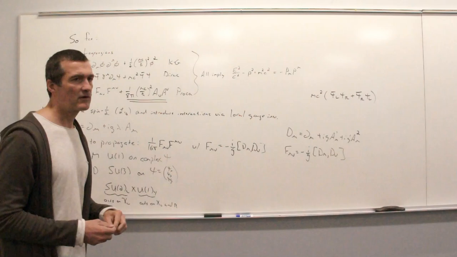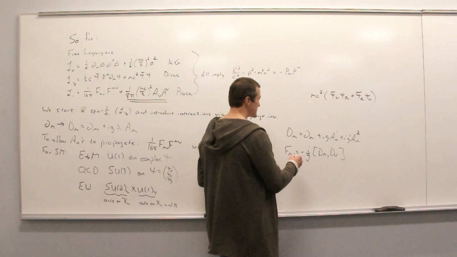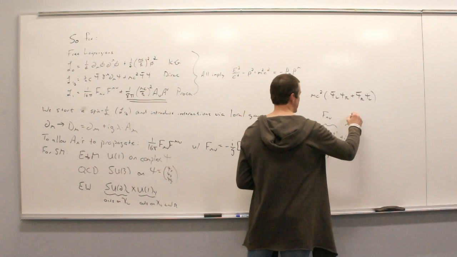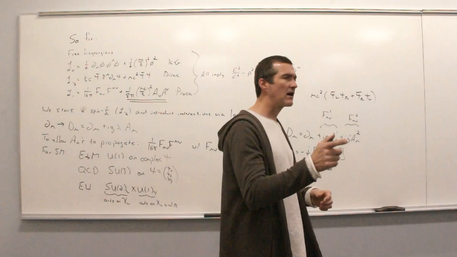What I wrote in the last lecture was that this one would give rise to an F mu nu, and this one would give rise to a second F mu nu. It's not clear that that's actually the case, but I'll have to think more about it.